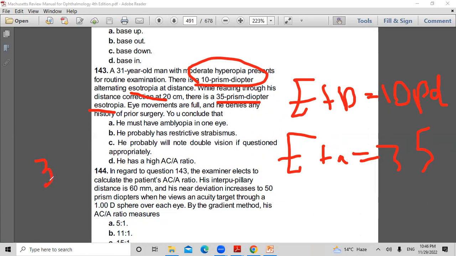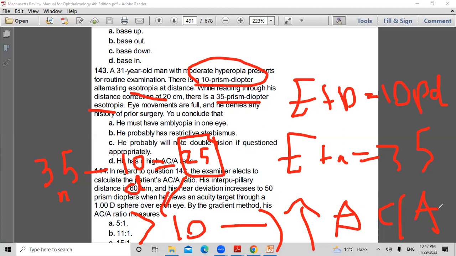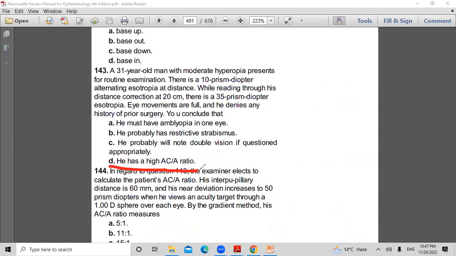Just the esotropia at near, 35, minus the esotropia at distance, 10, equals 25. This number, 25, is more than 10. When the difference between the near and distance esotropia, here 35 at near and 10 at distance, is more than 10, this means there is a high AC/A ratio. This is the clinical method. You quickly measure the esotropia at near, measure it at far, and see the difference. If it's more than 10, that means a high AC/A ratio. If it's 10 or less, that means not a high AC/A ratio. So this is very quick. What does that mean in this case? He has a high AC/A ratio.